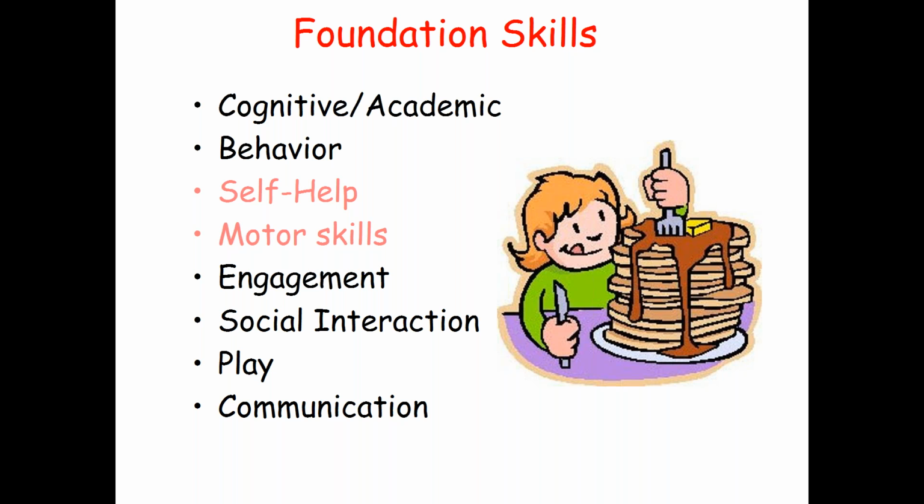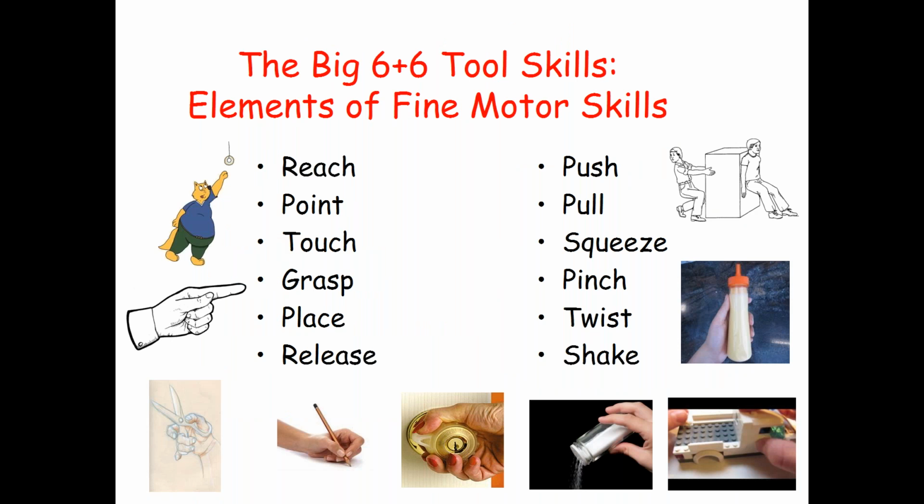I have no problem working with highly skilled occupational therapists, and I've learned a lot over the years from some of my friends who have given me a lot of information about tool skills related to self-help and motor skills. One of the things that has developed within the precision teaching community for generations, but then also within my scope of practice, is what we call the Big 6 plus 6 tool skills. So basically, these are independent gross motor and fine motor activities, mostly fine motor, but they move into gross motor composites.